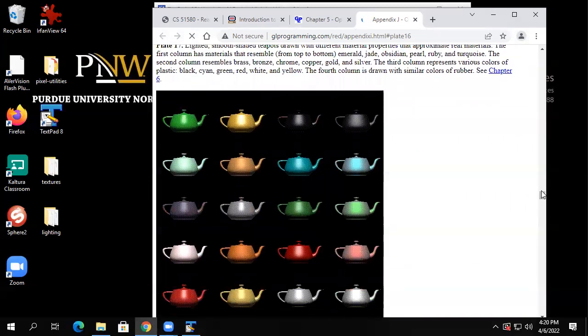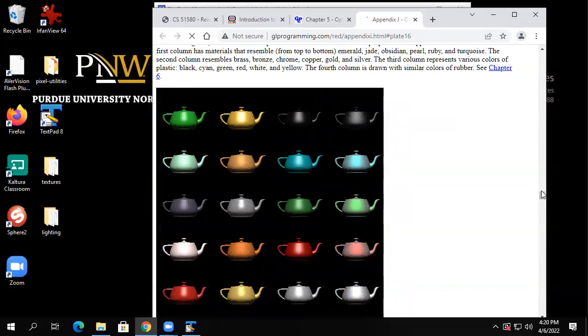Like the first row was meant to be jade, obsidian, pearl, ruby, and turquoise. No, that's the first, oh, the first column. Yeah, first column is emerald, jade, obsidian, pearl, turquoise. The next column is brass, bronze, and copper. Did I read that? Brass, bronze, chrome, then copper. Yeah, and brass, bronze, chrome. Then the column chrome, gold, ruby, silver, then turquoise. Let's see. For the first column, emerald, jade, obsidian, pearl, ruby, then turquoise.